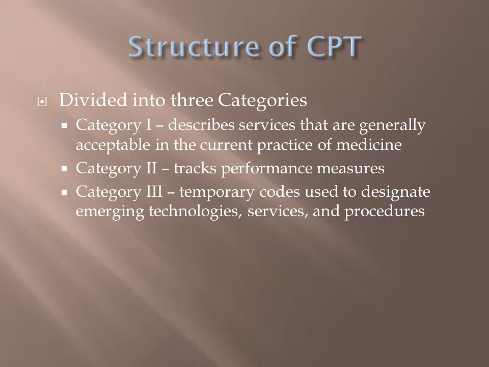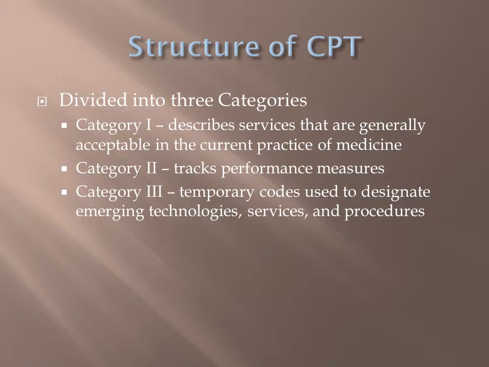The structure of CPT is divided into 3 categories. Category 1: these codes describe services that are generally acceptable in the current practice of medicine and are performed by many physicians in clinical practice in multiple clinical locations.